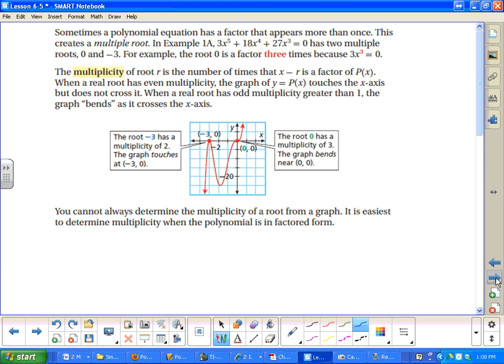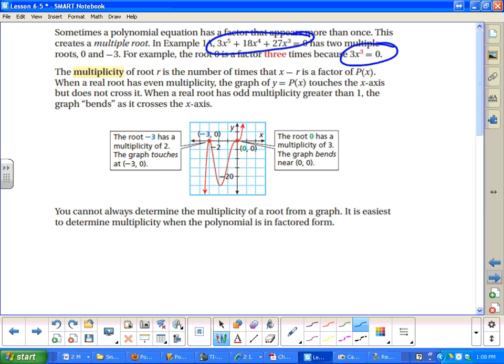If we look at this example they've got here, the first thing I can do is factor out x cubed. So because I have 3x cubed, there's a root at 0, and it occurs 3 times because I have x, x, and x. So what we're going to look at is what's called multiplicity. And multiplicity tells you how many times a factor occurs.